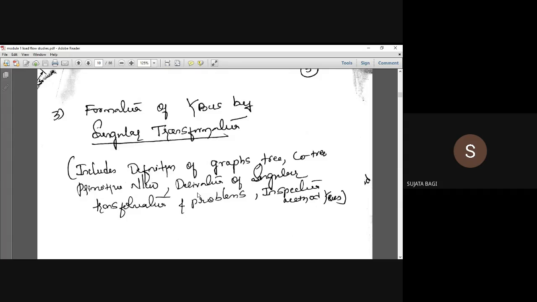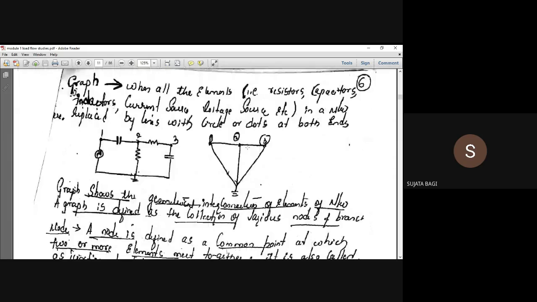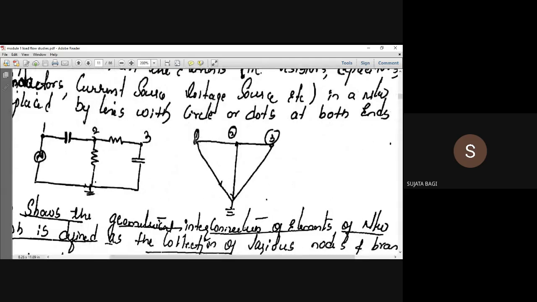What is a graph? What is an oriented graph? What is a tree? What is a co-tree? If this basic is clear, then we can go for singular transformation, primitive networks and inspection methods easily. See, just have a look. What is a graph? The graph consists of elements as well as nodes. It may consist of resistors, capacitors, components and sources. Now all these sources and components are replaced by elements, thick lines, and the remaining nodes, networks, dots, circles are replaced by nodes.